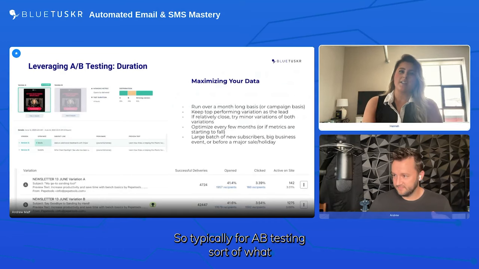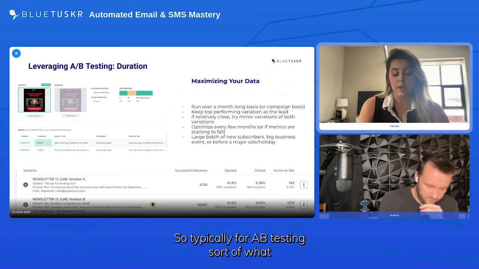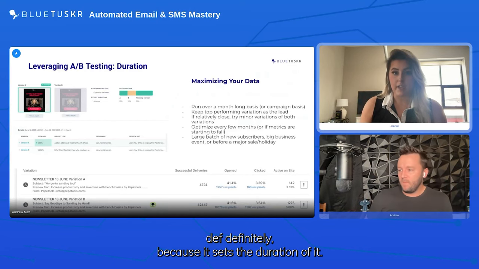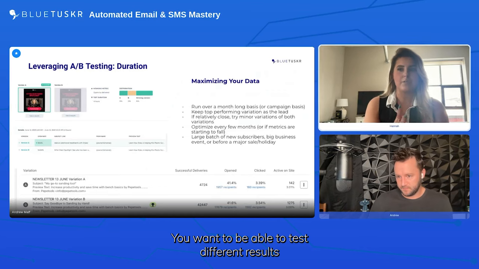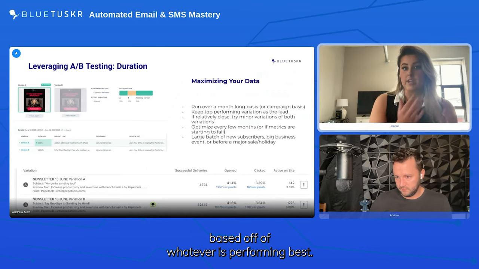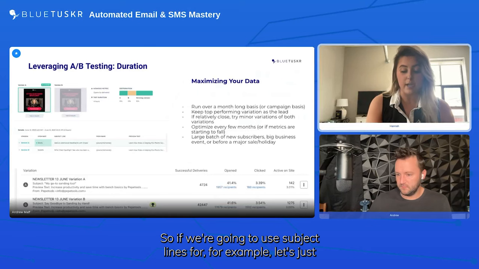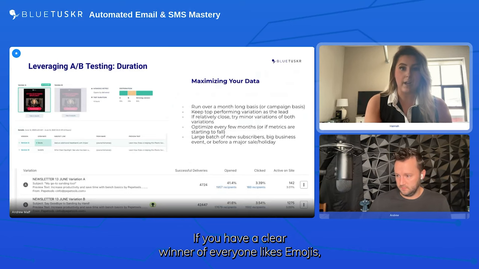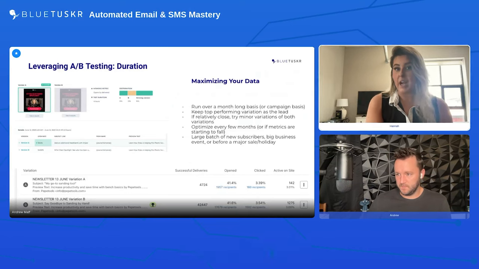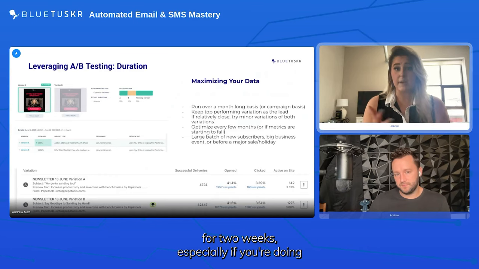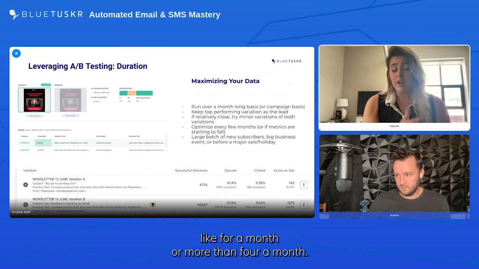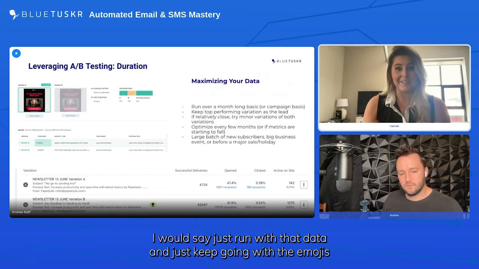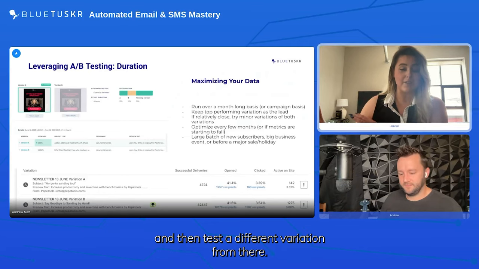Typically for A/B testing, like Andrew said as well, because it sets the duration, you want to be able to test different results based off of whatever is performing best. So if we're using subject lines, for example, say one with emojis, one without. If you have a clear winner, everyone likes emojis, I would say maybe run that for 2 weeks, especially if you're doing 4 a month or more. If it's clear winners every single time, just run with that data, keep going with the emojis and then test a different variation from there.